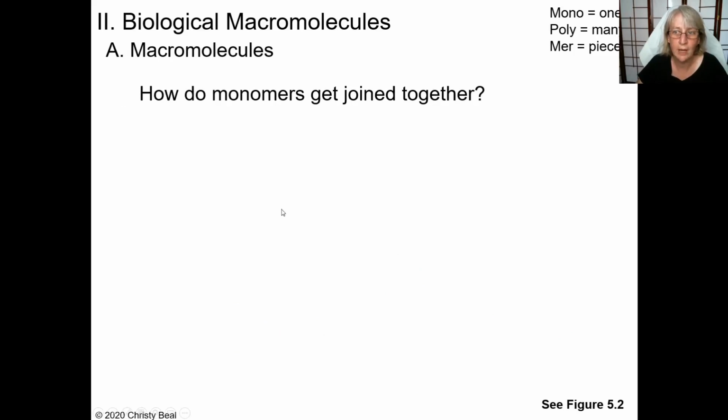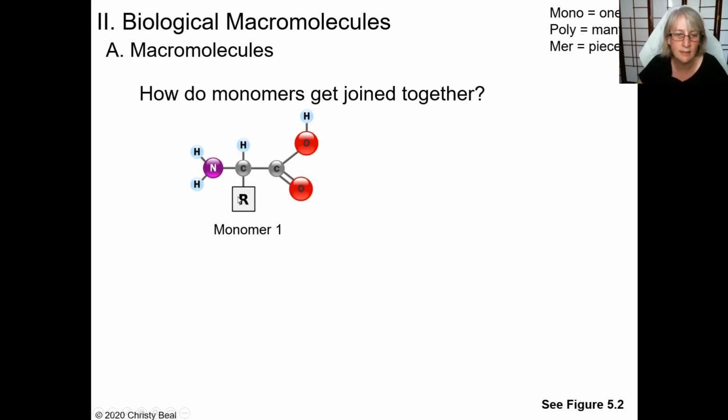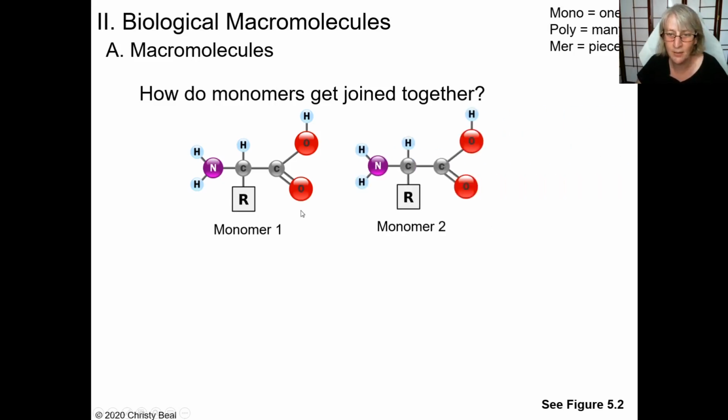So how do I do that? Here I have one monomer. This is one amino acid. We're not going to worry about which amino acid. I don't care. It's amino acid 1. And here's amino acid number 2. I want to join them together.